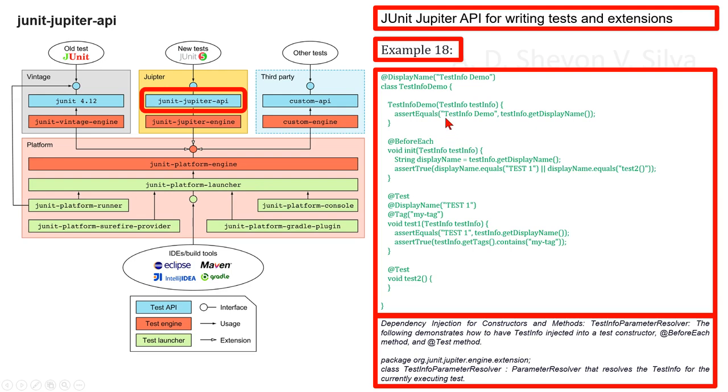As a value for the parameter, the TestInfo can then be used to retrieve information about the current container or test such as display name, test class, test method, and associated tags. The display name is either a technical name such as the name of the test class or test method, or a custom name configured via @DisplayName.